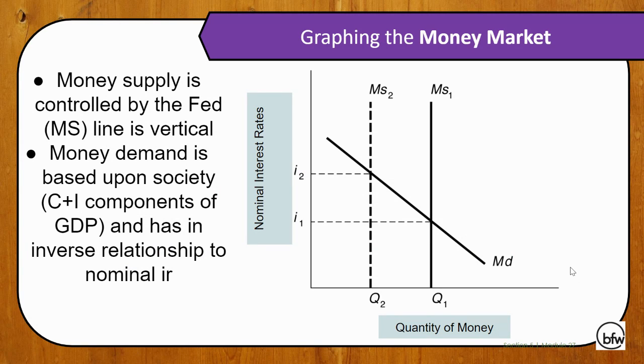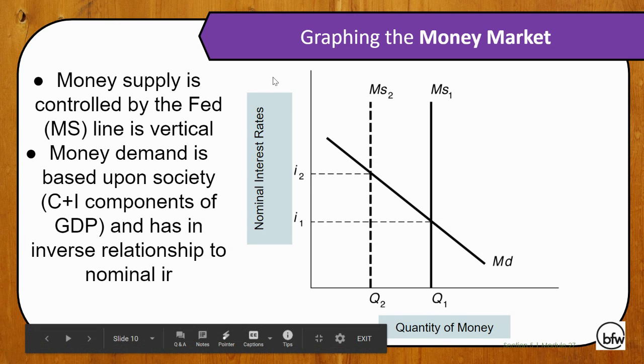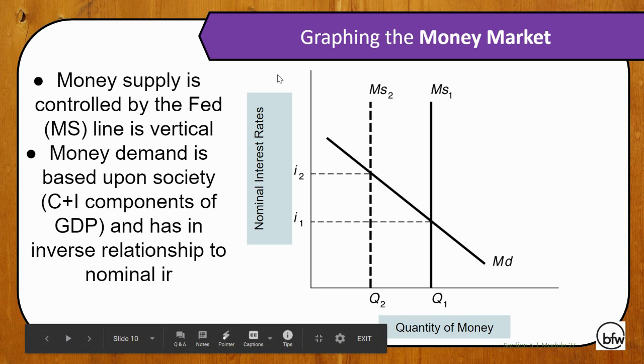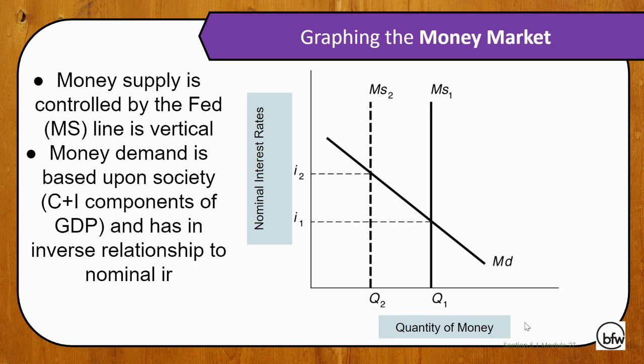This is our new graph for Unit 4. It is called the money market graph, and so this is a new one to know, love, and memorize. On the y-axis, we're going to have nominal interest rates. On the x-axis is going to be Q of M, or quantity of money, and then we call this one just NIR. Money supply is vertical, and money demand is inverse between interest rates and quantity of money. So money supply is vertical because it is controlled by the Federal Reserve.